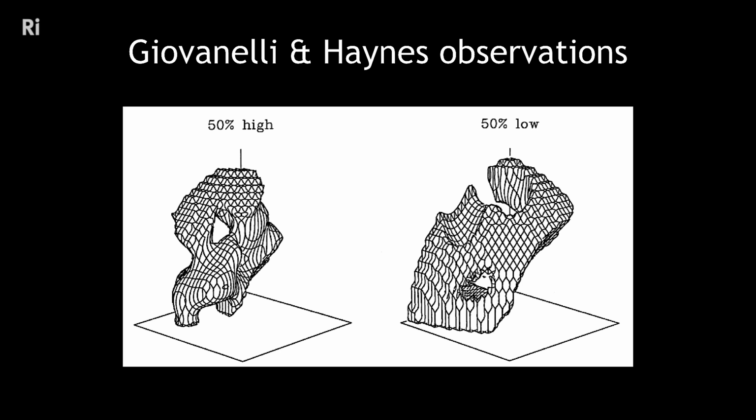The high-density part is all in one piece. This is the complementary low-density part. And you can see the holes here, and you can see that this is all in one connected piece. So this is a sponge-like topology, Giovanelli and Haynes.